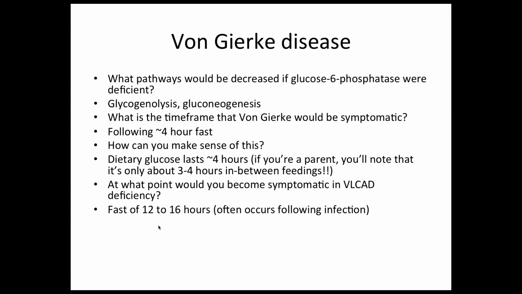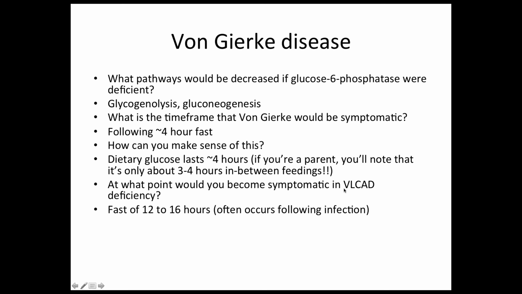So sort of in the same way that von Gierke, you can't use glycogen and gluconeogenesis to bump your sugar level. And so you'd present as soon as you lose your dietary sugar, all the dietary sugar. In von Gierke, you present as soon as you can't use your glycogen stores, basically. When you're starting to rely more on fatty acid oxidation, when you would normally start to rely on fatty acid oxidation, not after you've been relying on fatty acid oxidation, if that makes sense.